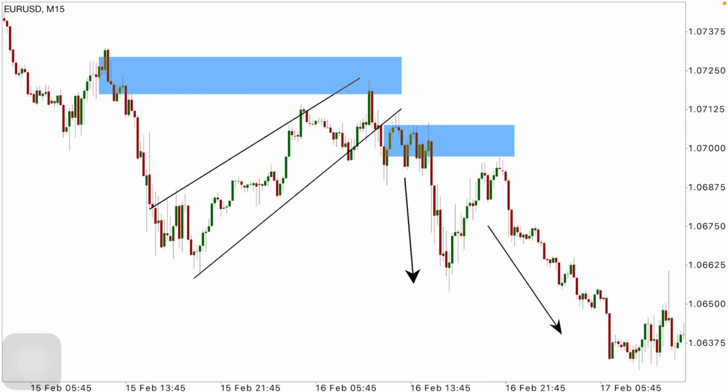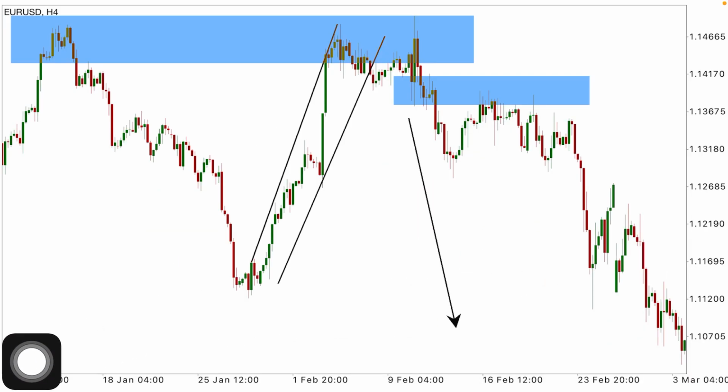Let's see more examples here. The wedge rose to this supply zone, broke structure, and sold. Can you see it? Sold. The wedge rose to the supply zone, broke structure, and sold. This is what I want to show you.